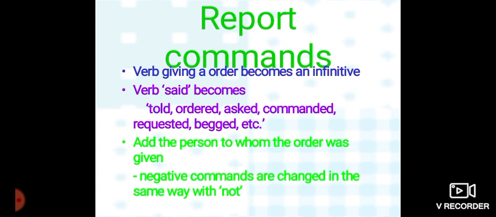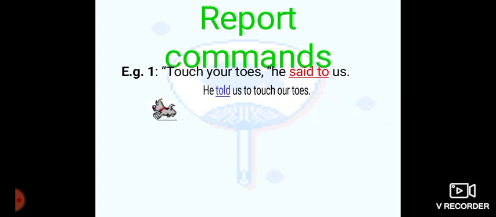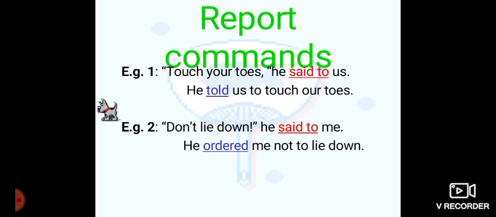Negative commands are changed the same way, with not. If we are giving any negative command or negative order to someone, then we want to add the word not in that indirect speech. Okay, here is the example. The first sentence is, touch your toes, he said to us. Here, touch your toes is the order. So he said to us. Here said to changes to told.